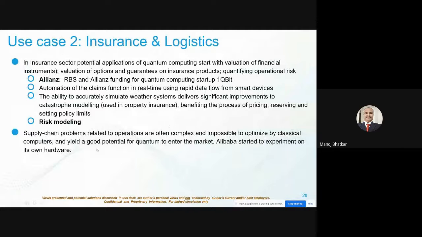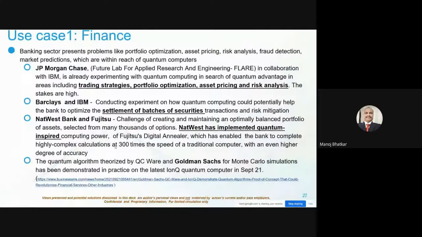Insurance: Allianz and RBS have started their own quantum computing startup, 1QBit. They have put a lot of money into funding it. They are using it especially for risk modeling and automation of claims functions in real time over smart devices. Again, quantum sensors are coming into the picture. Again, it's not something where we are living in a dream. These are the companies that have started using it also. As I mentioned, a 300 times speed-up over the traditional computer using a digital annealer is achieved by NatWest Bank.